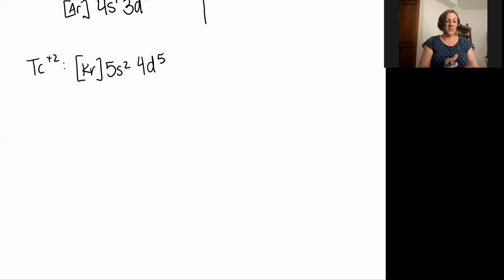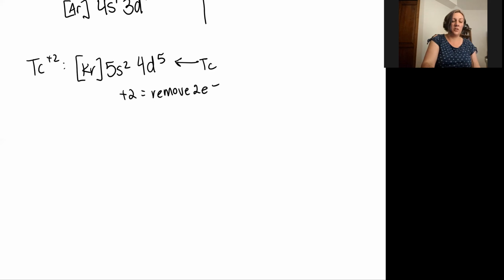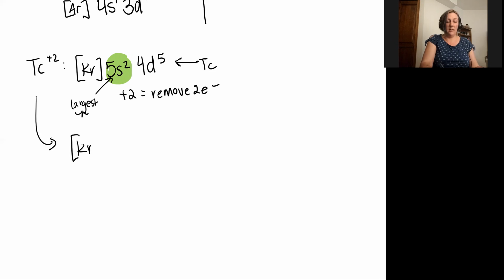And so this would be for technetium on its own. The +2 means we have to remove 2 of our electrons. But where do we remove them from? Well, we're always going to remove first from the valence shell. And so it's the 5s electrons that are in the valence shell. We know that because 5 is our largest n value in our electron configuration. So I'll remove those 2 electrons.